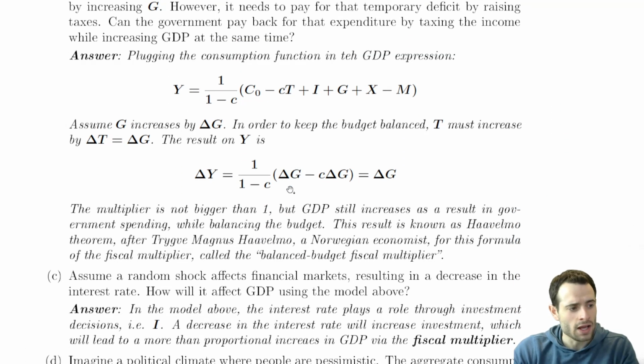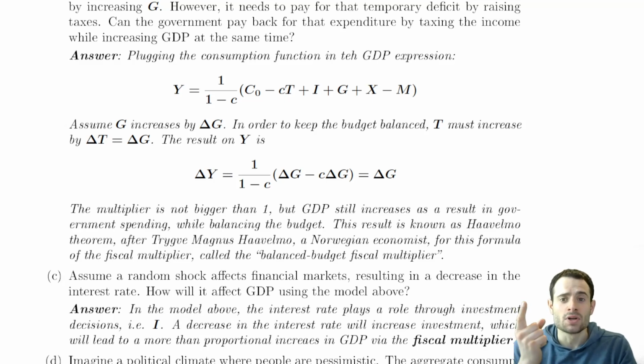Well, it turns out that if you isolate for delta G, you factorize, inside of these brackets you're going to get 1 minus C. And this 1 minus C is going to cancel out with this 1 minus C at the bottom. At the end of the day, the economy will still grow, but instead of growing more than proportionally to the increase in G, like with the fiscal multiplier, it will increase by exactly the same amount.